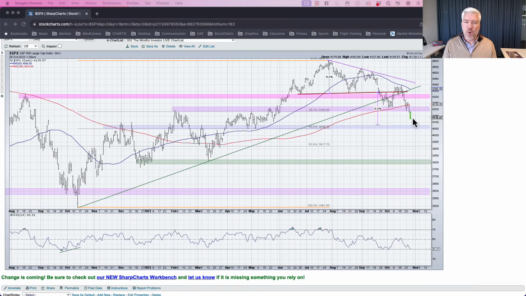So now that we've broken that, then the third item would be the 38.2% retracement level. This is a Fibonacci level. So if you take the October 2022 low, the July 2023 high, 38.2% of the way down is around 4180, and we just broke through that level. And that was one of those last levels.